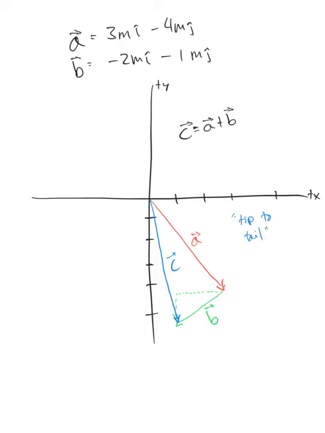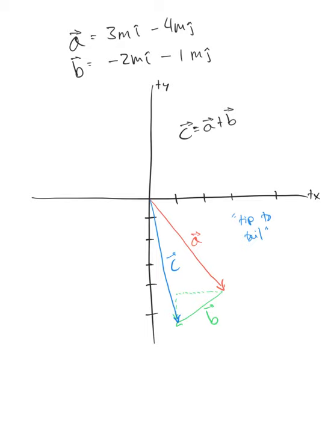This is called the tip to tail method of adding vectors, because you are drawing one vector and then you put the tip of that vector at the tail of the second vector. It doesn't matter which vector you choose first. If you drew vector b and then drew vector a, you would still arrive at the same point. I can show you how that works.